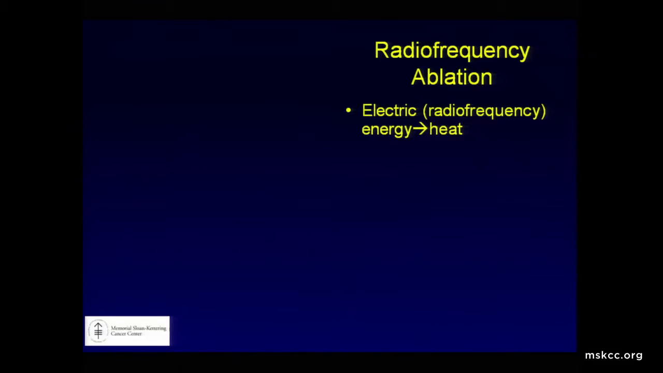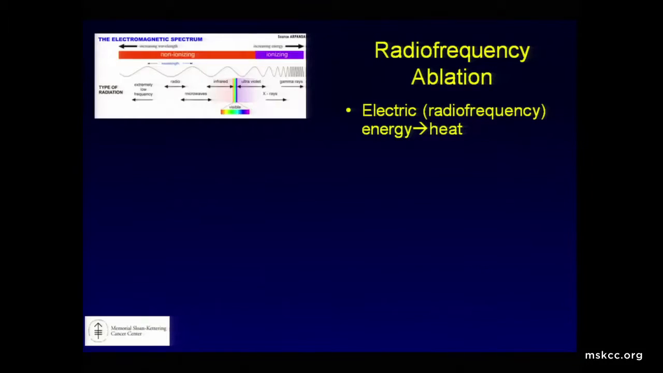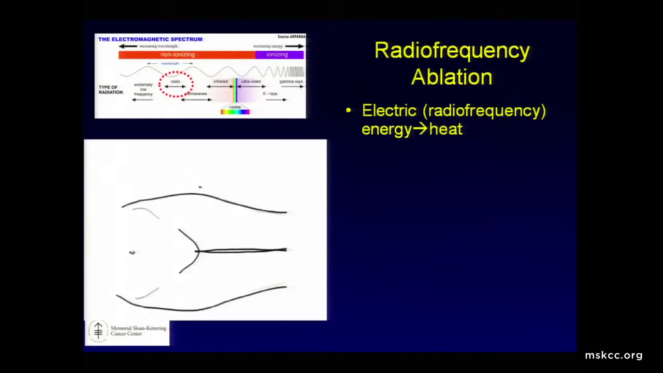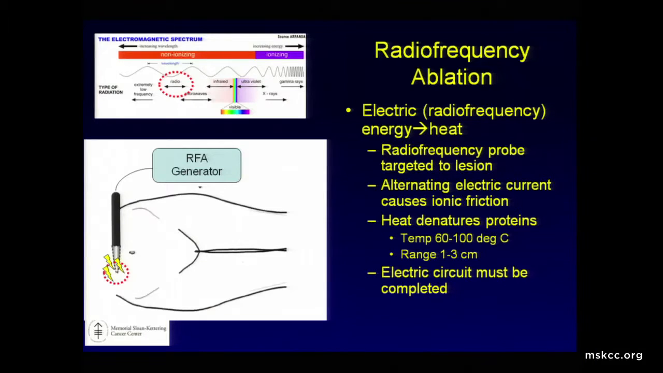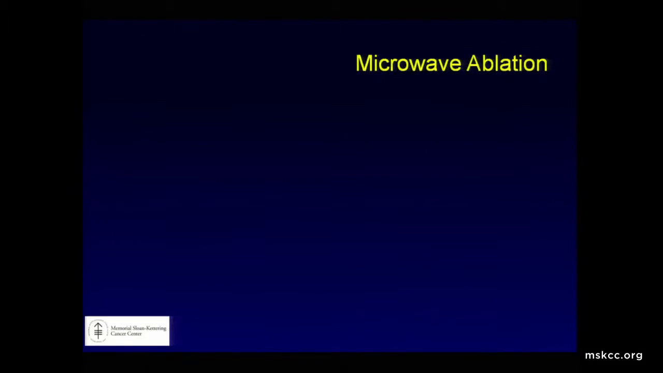So radiofrequency ablation, turning electricity into heat. This is basically very similar to cautery. You apply electrical energy via what we call an antenna or a probe at the site of the tumor. The generator generates electricity, and you complete the circuit using grounding pads. This frictional heat that's caused by the circuit denatures proteins at temperatures of around 60 to 100 degrees and can cause an area of ablation of about 1 to 3 centimeters.